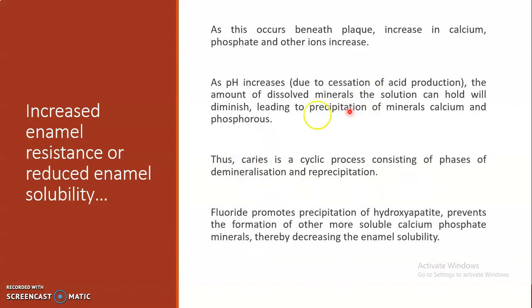That is what I was talking to you about right now: when pH increases due to the cessation of acid production, more precipitation of minerals of calcium and phosphorus occurs. It is not 100% converted back to hydroxyapatite. So fluoride, other than conversion into fluorapatite, also helps in precipitation of hydroxyapatite. It prevents the formation of other more soluble calcium phosphate minerals. So whenever fluoride is there in the environment while demineralization is taking place, it tries to convert most of the minerals back into hydroxyapatite and reduces the formation of minerals like calcium phosphate, which is much more soluble. So by this, it also reduces the enamel solubility.